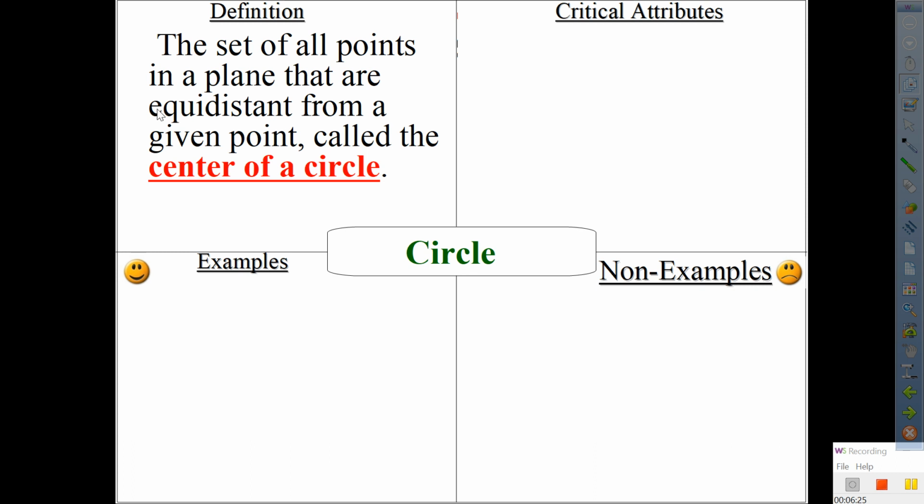Now that's a self-defining word, if you want to call it. It's a compound word. Tell your neighbor what that means. Equidistant. Brianna, what do you think it means? Help her out, Brisa. Equal distance, yes. Equidistant, equal distance, same distance.